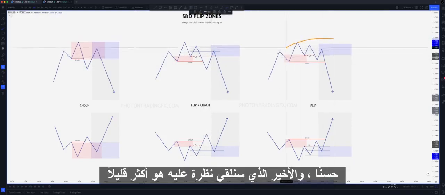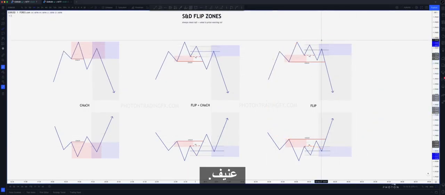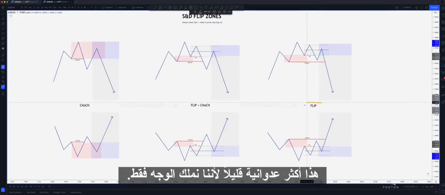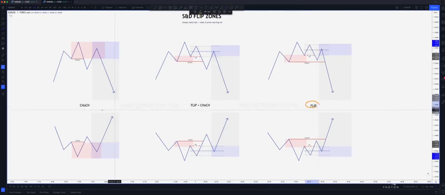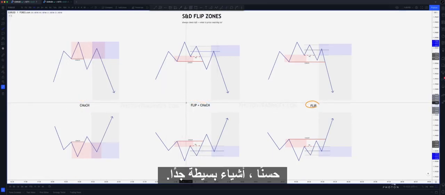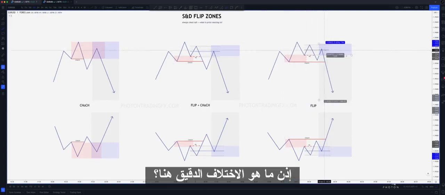Now the final one we're going to look at is a bit more aggressive. So this is your A+ setup, the best. This one is a bit more aggressive because we only have the flip. You can see here this is only a flip, this is only a chalk, but this is obviously both of them. Pretty simple stuff. So what's the subtle difference here?